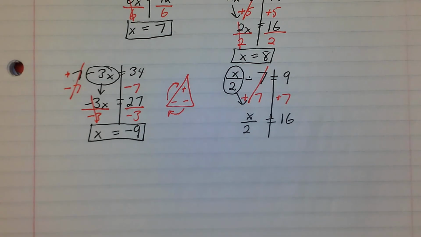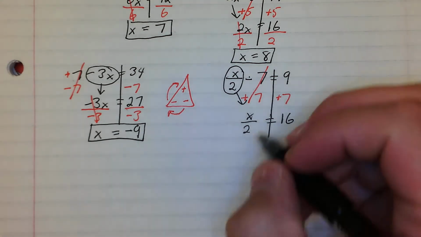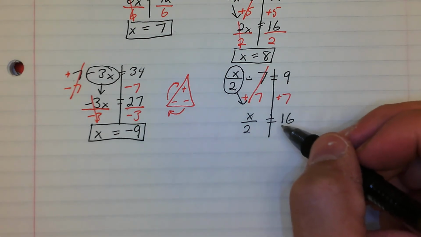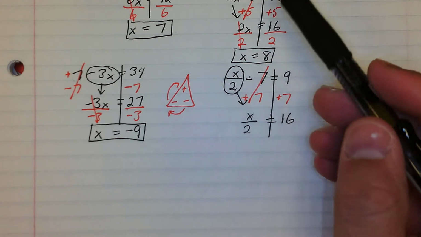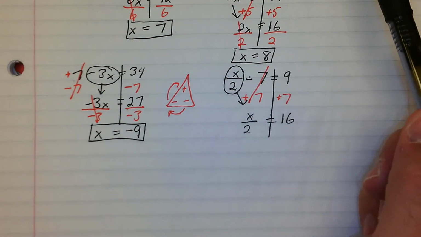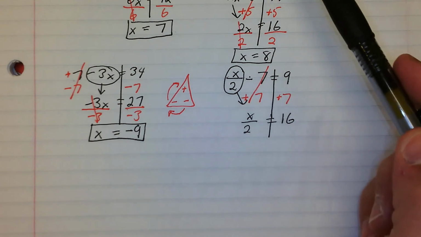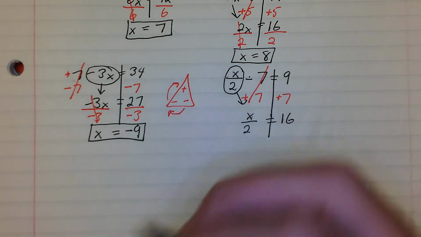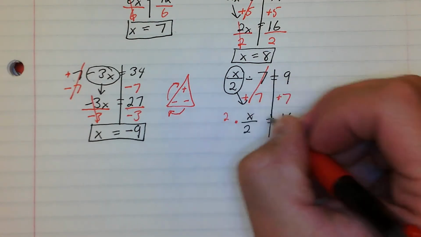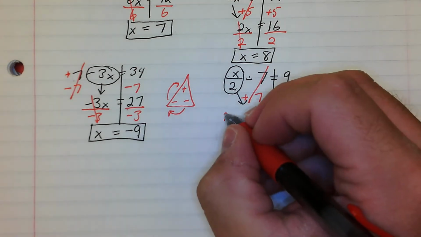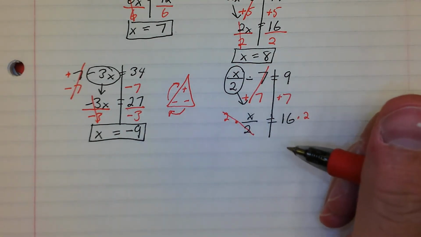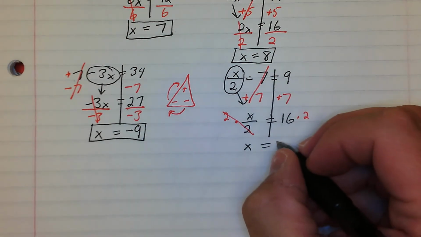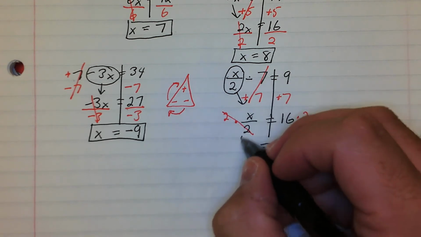Now, again, here's a good way to think about it. We can think, what number divided by 2 will be 16? Or we can do what I said. We either divide both sides by the coefficient, or we multiply both sides by the denominator. Well, in this case, I have a denominator. My denominator is 2. So I'm going to multiply both sides by 2. I have a 2 on top, a 2 on bottom. They cancel. And I'll be left with x by itself. And 16 times 2 is 32.